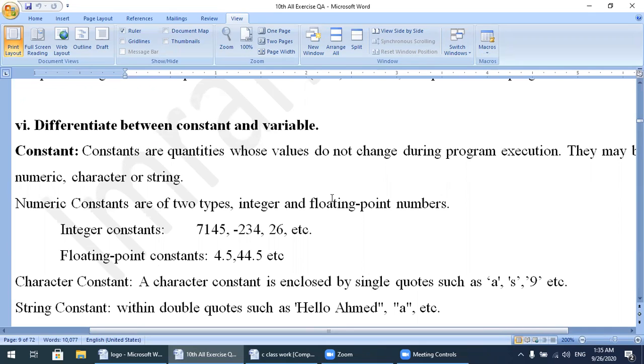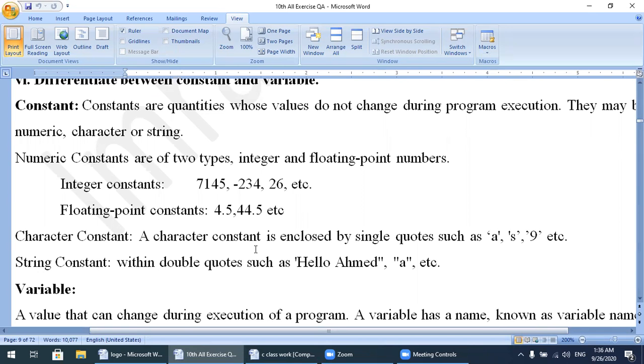So we can say that basically there are two types of constant: numeric constant and character constant, because a string is also characters. One by one we will explain. Numeric constants are of two types: integer and floating point numbers. Integer constant and float constant. For an example of an integer constant, you can write 7145, minus 234, 26, etc. Numbers like these are known as integer constants.